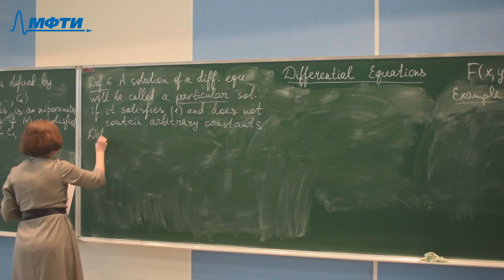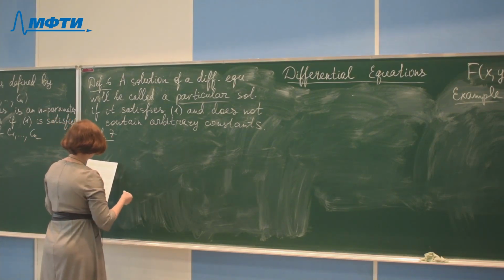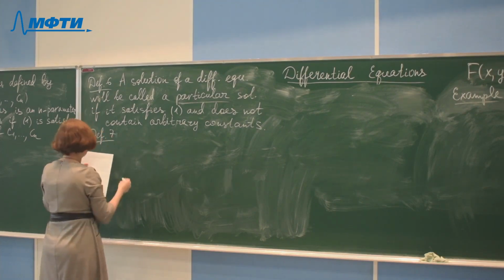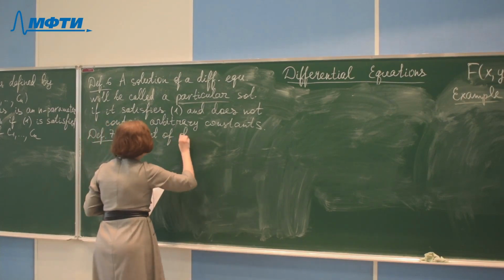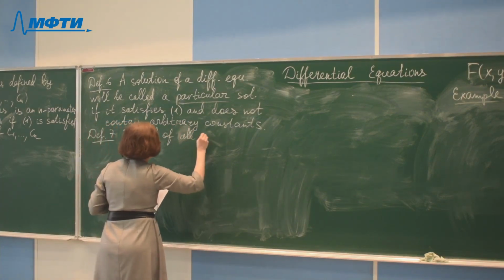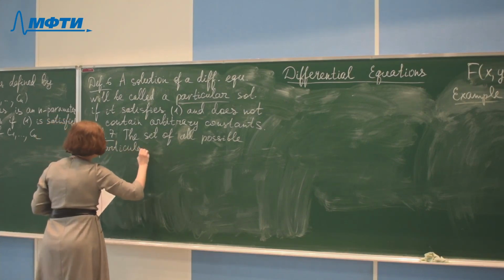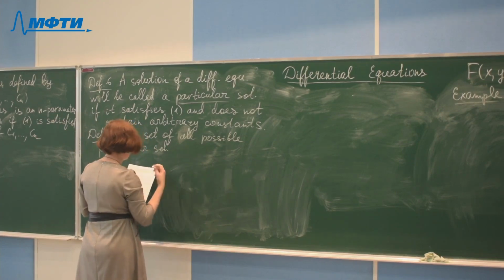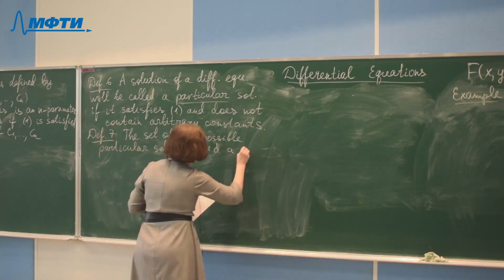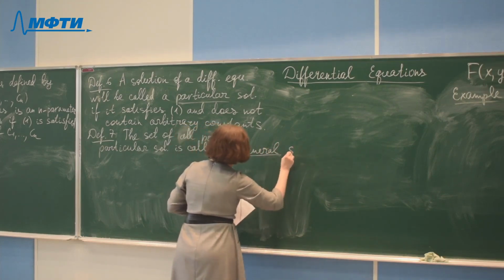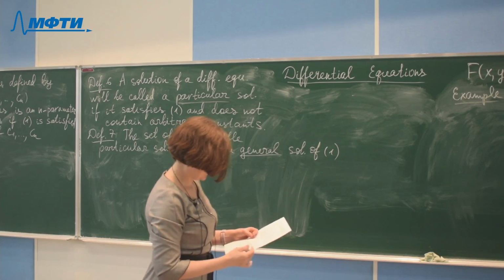Okay, and definition number 7. The set of all, it will be better to call it, the set of all the solutions, the set of all possible particular solutions is called a general solution.